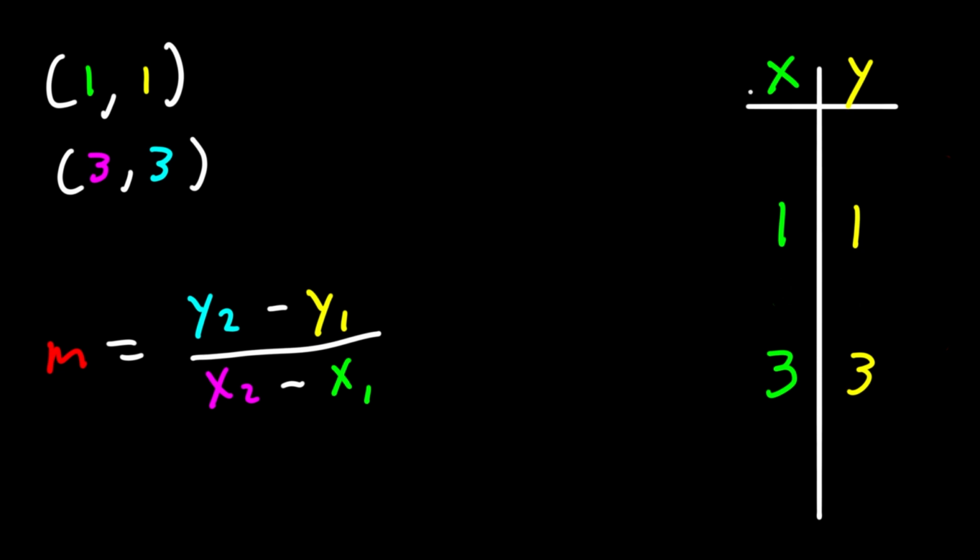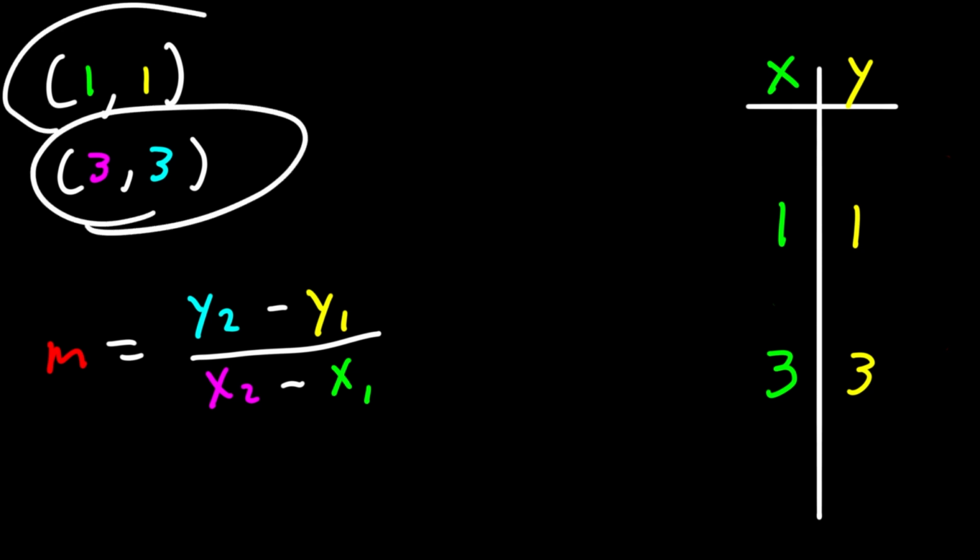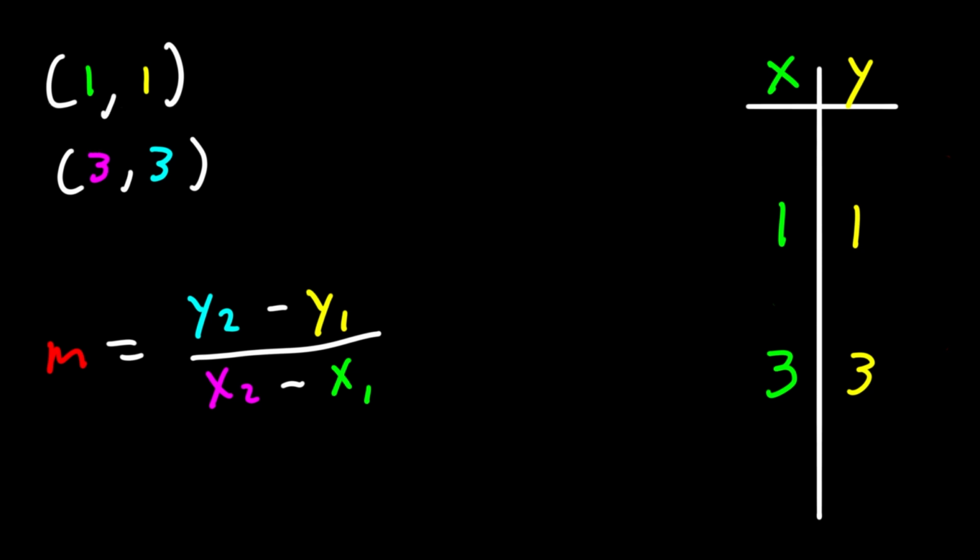Now the points we have are (1, 1) and (3, 3). And it doesn't matter which point we decide should be the first point or the second one. So for instance, if we want to make (1, 1) the second point, (3, 3) has to be the first point. Or if we want to make (1, 1) the first point, then (3, 3) has to be the second point. But it doesn't matter which one we pick. In this case, let's make (3, 3) the second point, while (1, 1) is the first point.